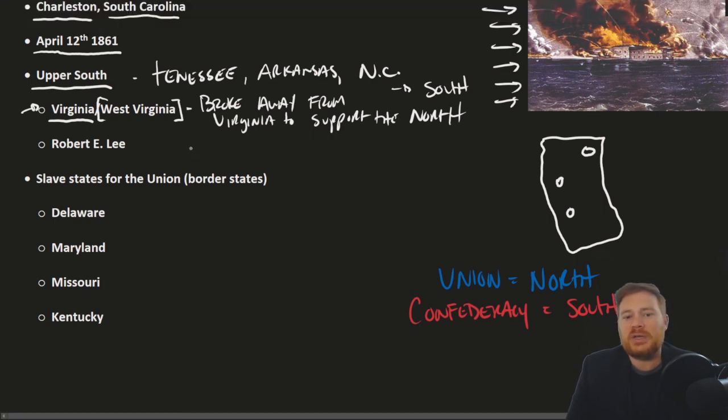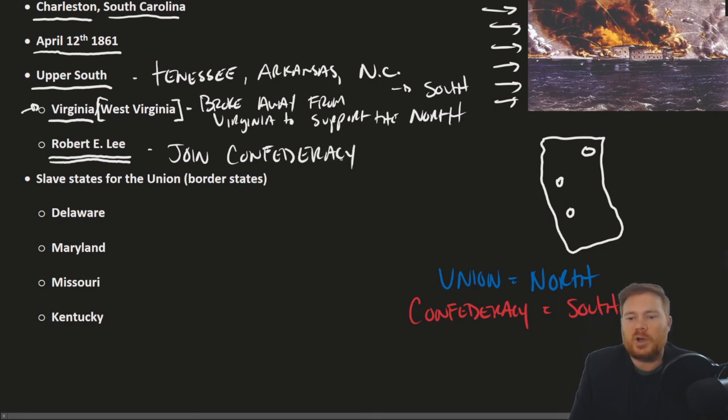Fort Sumter also made it so not only states had to choose which side they wanted to go on, but also people. Probably the most famous example is that of Robert E. Lee, who was considered to be one of the best generals in the United States at the time, offered by Abraham Lincoln a position in the Union Army, but decided to join the Confederacy instead because of his home state of Virginia, which decided to go with the Confederacy. So Robert E. Lee joined the Confederacy.